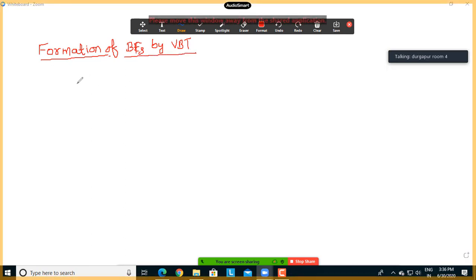So next is formation of boron trifluoride by valency bond theory. Okay. So valency bond theory tried to explain the formation of boron trifluoride. So boron trifluoride forms covalent bond. So if we draw the Lewis structure of boron trifluoride, it should be like this.